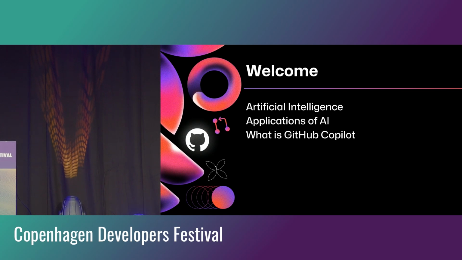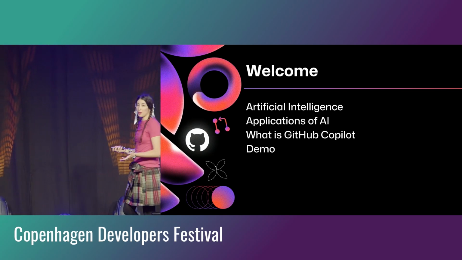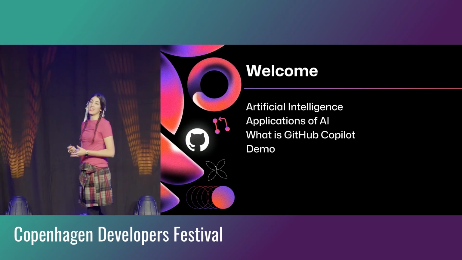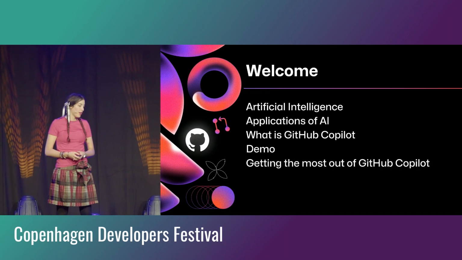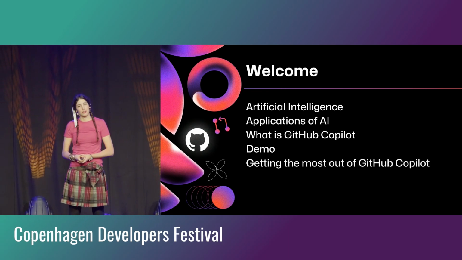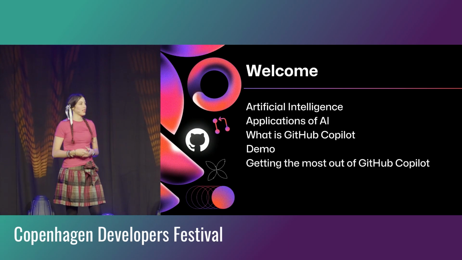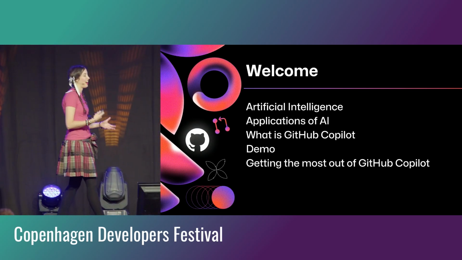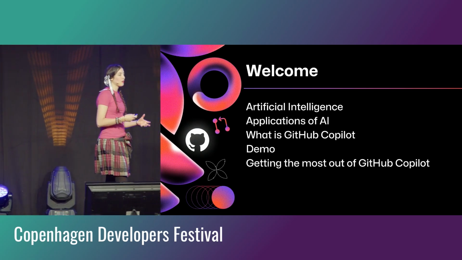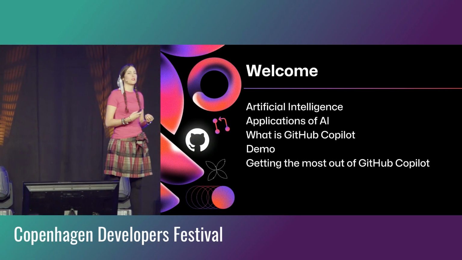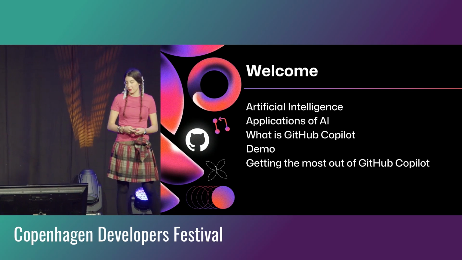Talk about what GitHub Copilot is. We'll see a demo of GitHub Copilot and some of the different things you can do with it. We'll talk about how to get the most out of it too. Lots of people at the moment are starting to use GitHub Copilot and other AI tooling, and they're wondering, how do I actually get the most out of this tool? So we'll talk about how to get the most out of that.